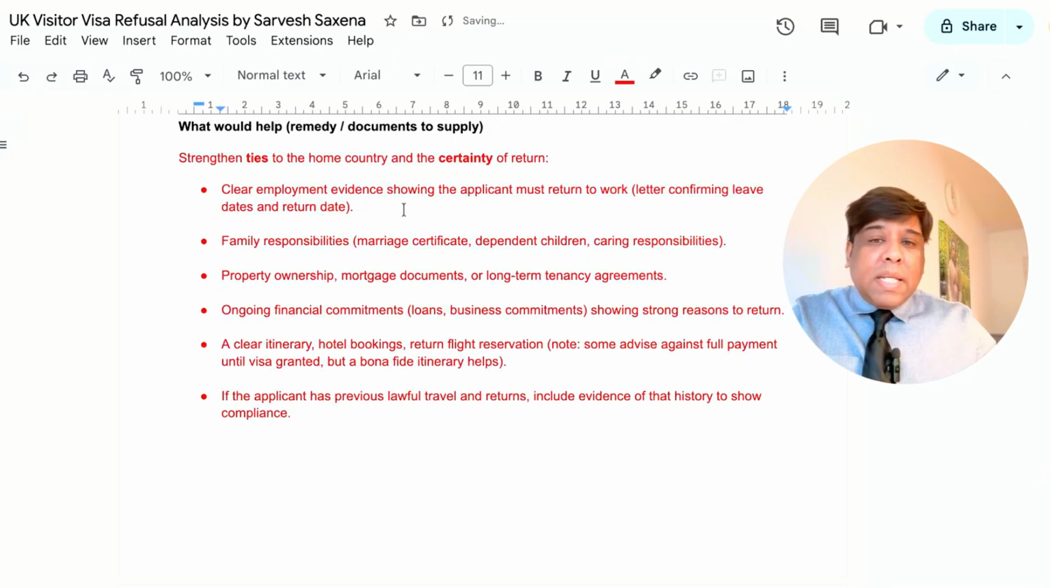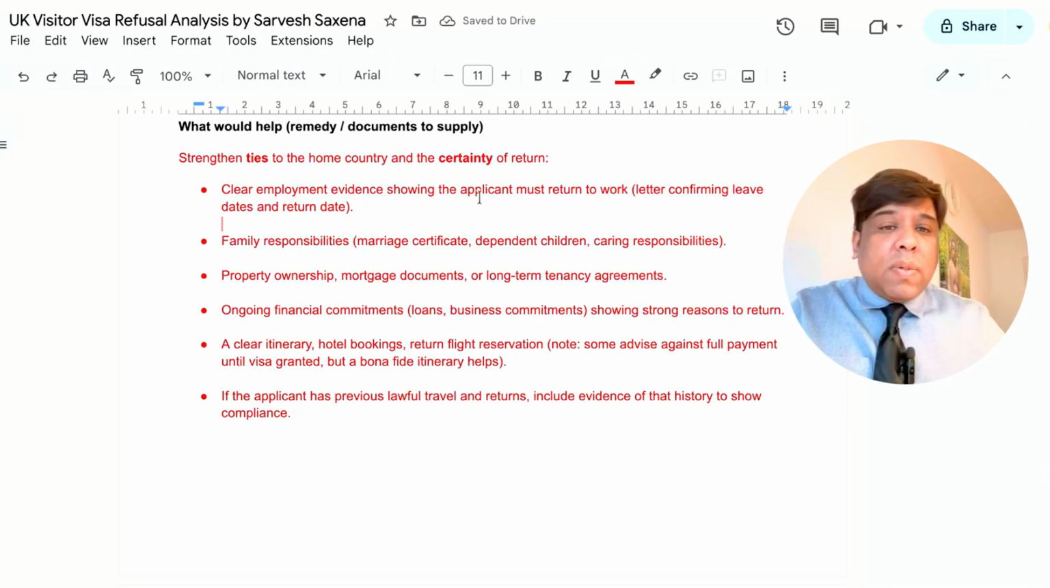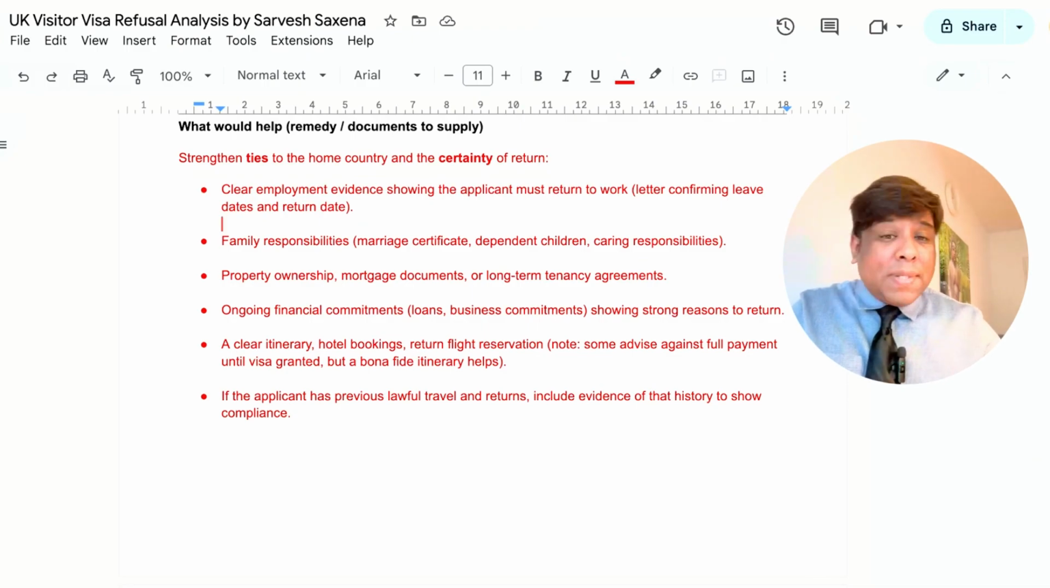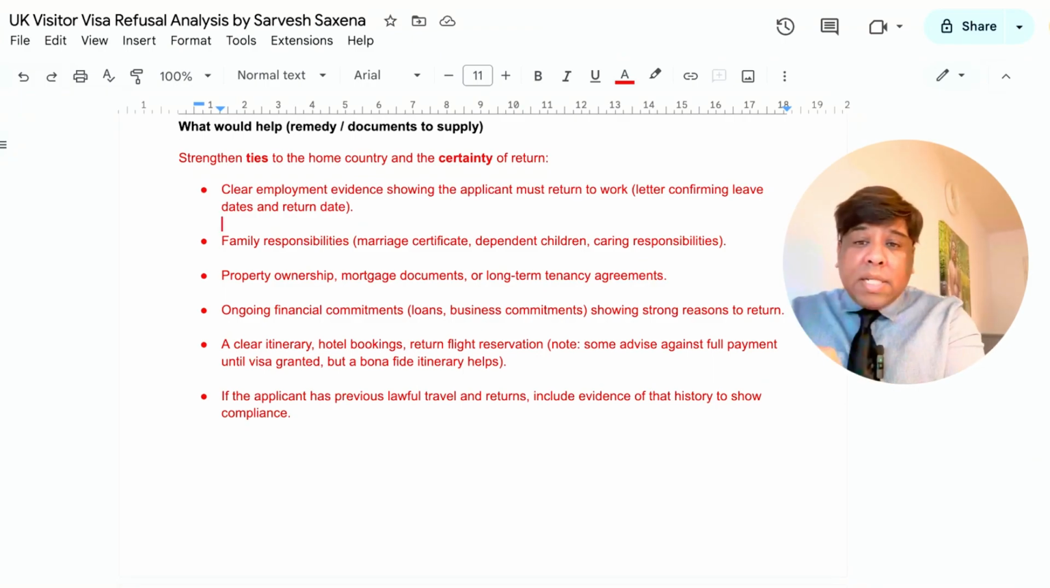So there has to be clear employment proof showing that you must return to work. Because you're permanently employed, you have an authorized absence email confirmation that your leaves are approved from this period to this period. You can even show your online approval in your internal system, say SAP or any work-based system where your leaves are approved by the manager. It clearly shows that you're off from this date to this date.